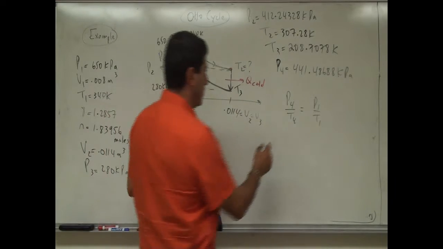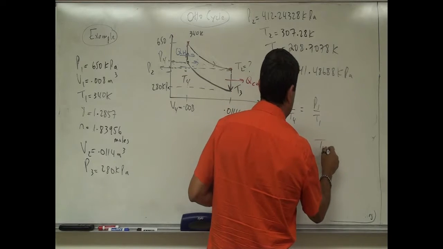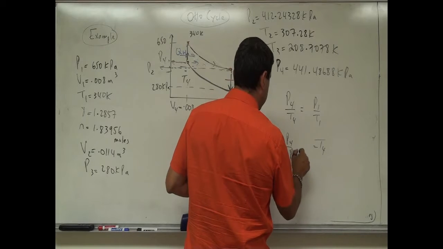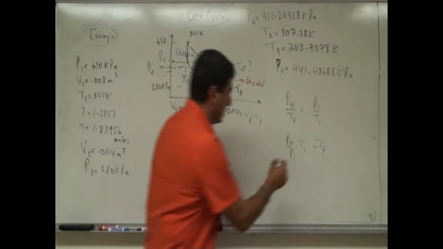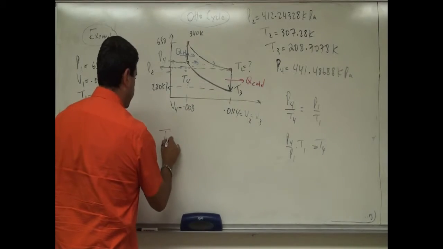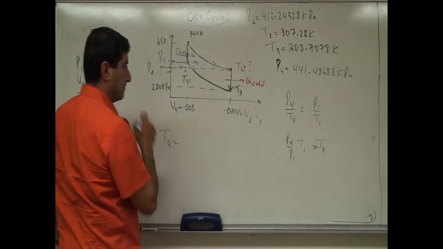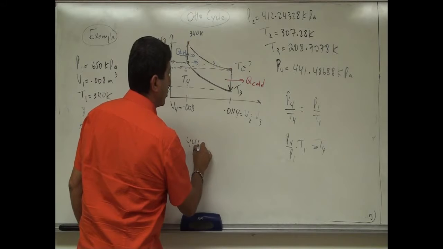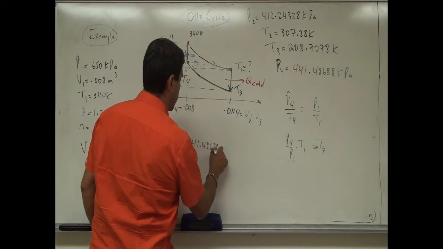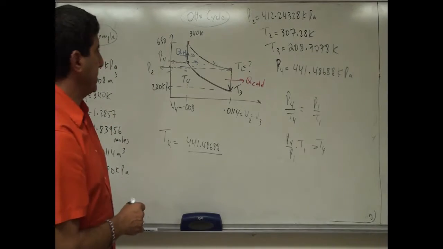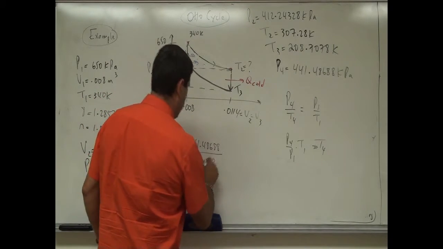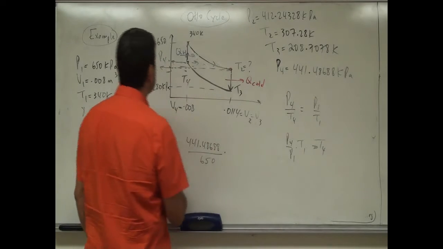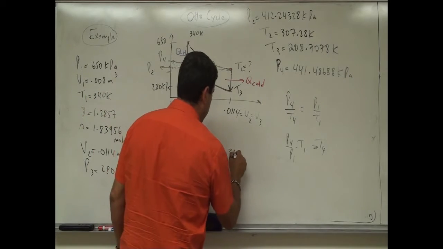So what am I solving for? T4, right? So cross multiply, T4 is going to equal P4 over P1 times T1. So let's write that here. T4 is going to equal P4, which is the one that we just got, 441.48688, divided by P1, which is going to be the 650 kilopascals. So the kilo doesn't matter in that case, they're both kilo. Then I multiply that by T1, which is going to be 340 Kelvin. Okay?